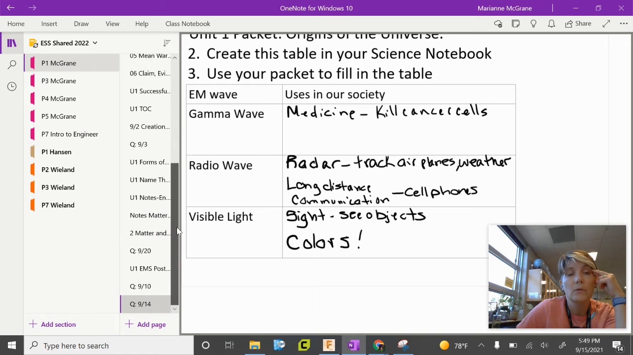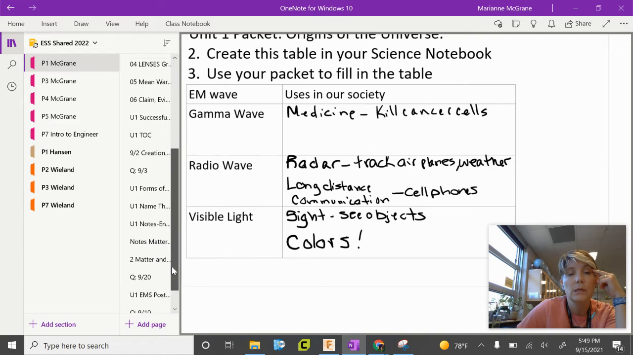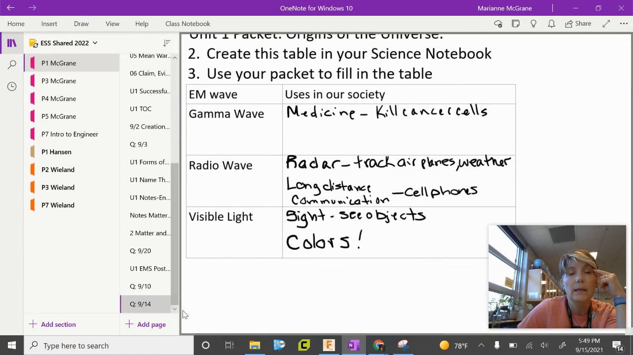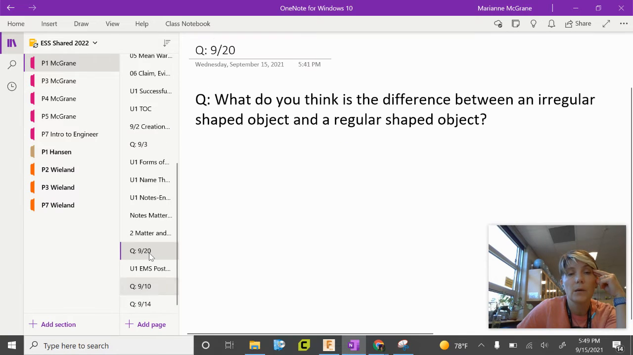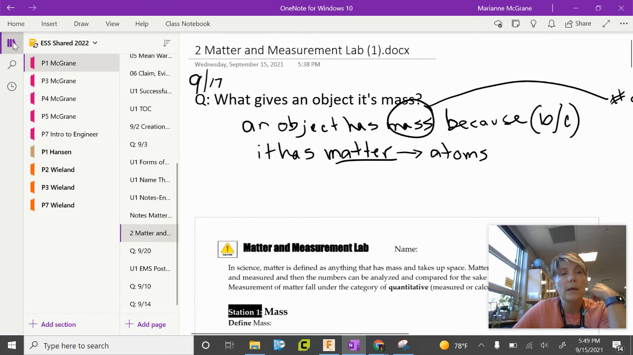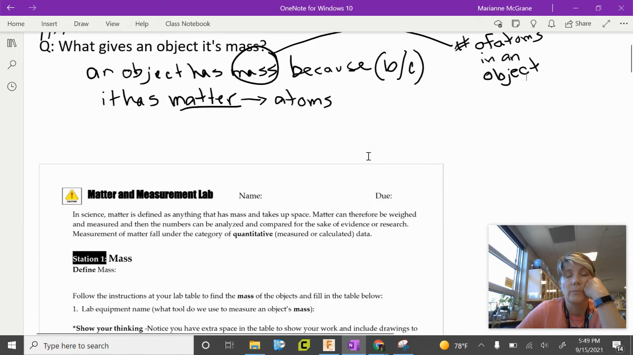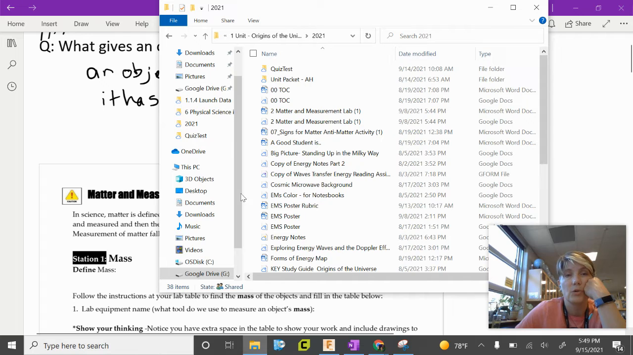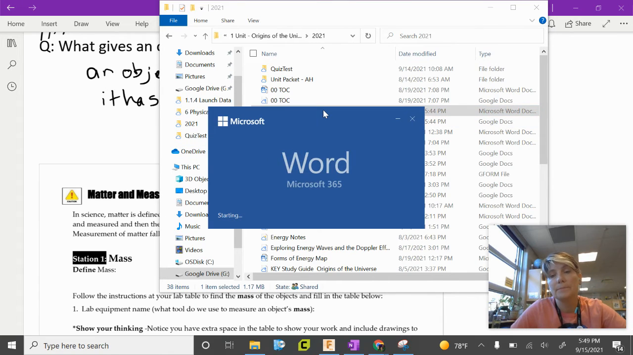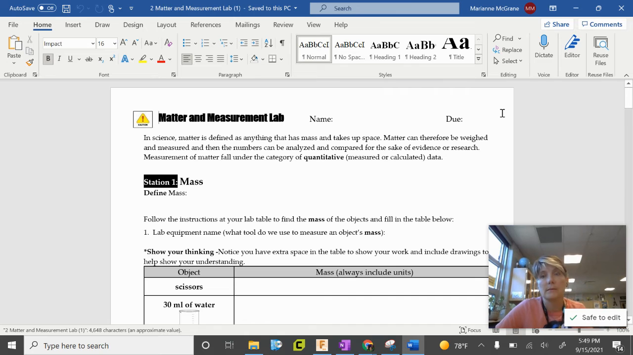If I go to page 14 in my lab, where is my lab? Oh, there it is. Let's go ahead and look at that. I've got my matter measurement lab. And what I'm going to do now is pull this lab up so that I can go through it with you, and we can talk about it as we go through it. I think that this is just a little bit better for me to look at.